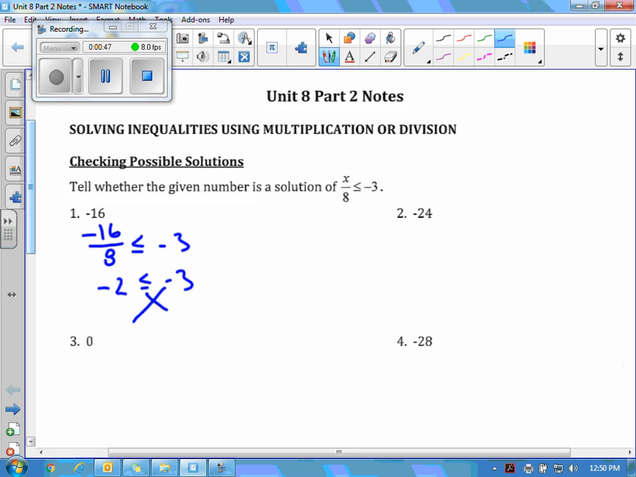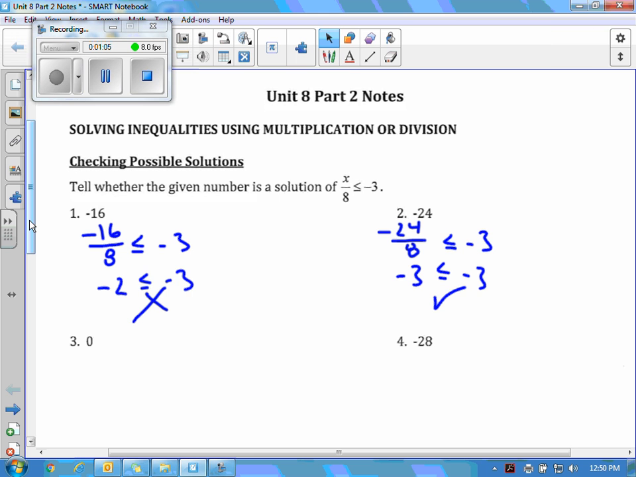I'm going to test it for negative 24 as well. Negative 24 divided by 8 is less than or equal to negative 3. I actually do negative 24 divided by 8, and I get negative 3. So it says negative 3 is less than or equal to negative 3, which is true. They're equal to each other, so that is the solution. I'll let you guys try it for numbers 3 and 4.